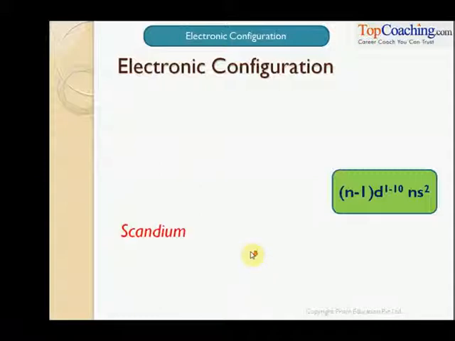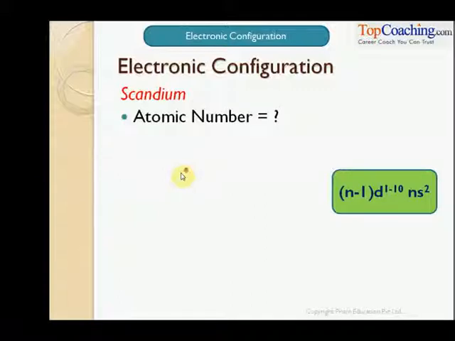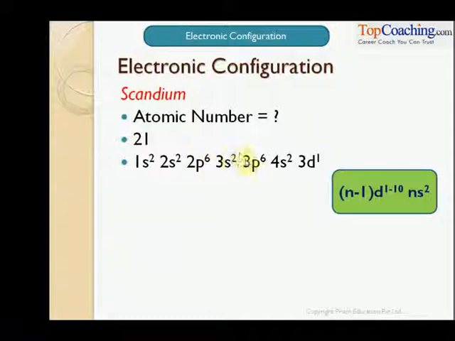So now we come to electronic configuration of transition elements. We take the example of scandium. What is the atomic number of scandium? It is 21. So let us start filling the orbitals as per Hund's rule. 1s2, 2s2, 2p6, 3s2, 3p6, 4s2, 3d1. 2 plus 2, 4, 10, 12, 18, 20 and 21.